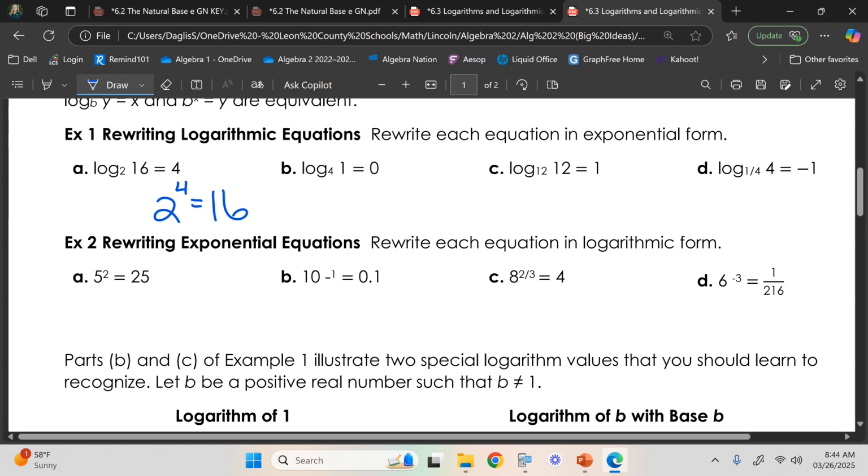There's a little trick if you want it about rewriting. If you want the exponential, you can draw the letter E, and it helps you out. Like right here, I would say 4 raised to 0 equals 1. So that's a little trick. Use it, don't use it. Your call.